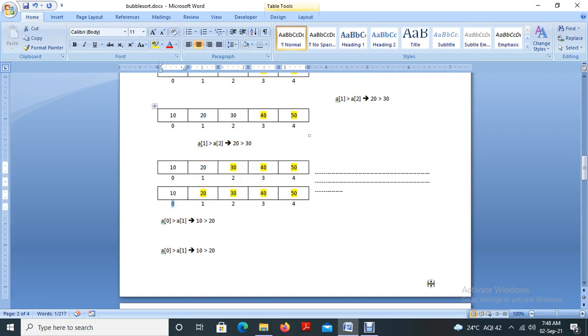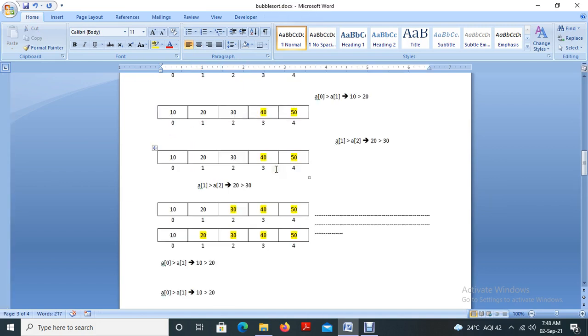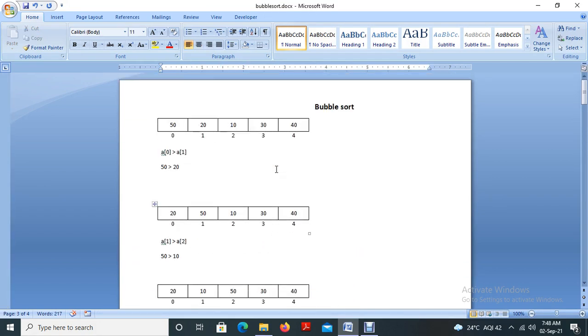So this much of iteration has to occur. For that we need a for loop. That is why we mentioned the first for loop. After that, for doing this internal comparison, again we need a for loop. Then only we have to go like this: a0 greater than a1. If the condition is true or false, then accordingly we are making some changes.